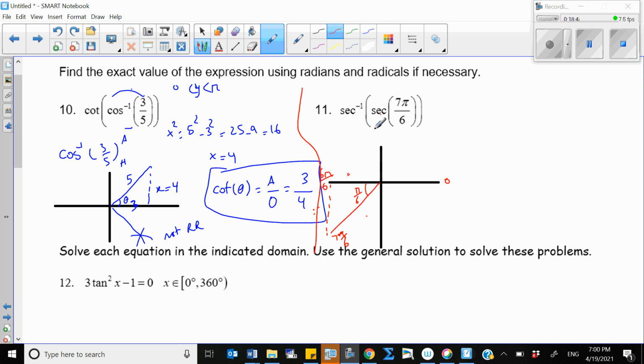Once you find the answer to the inside one, whatever the answer is, you're going to replace that here and then find secant negative 1 of that value. Whatever this value is, you're going to find that.